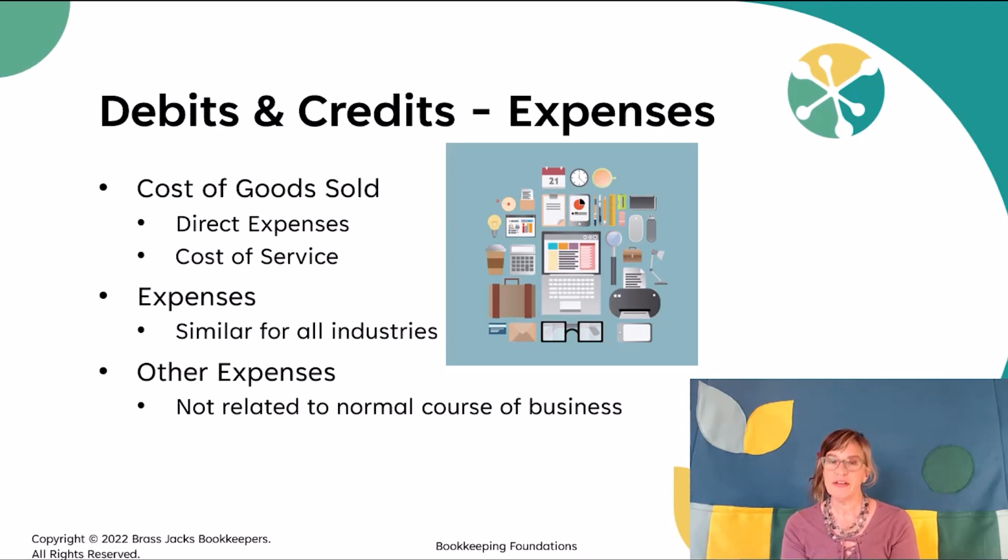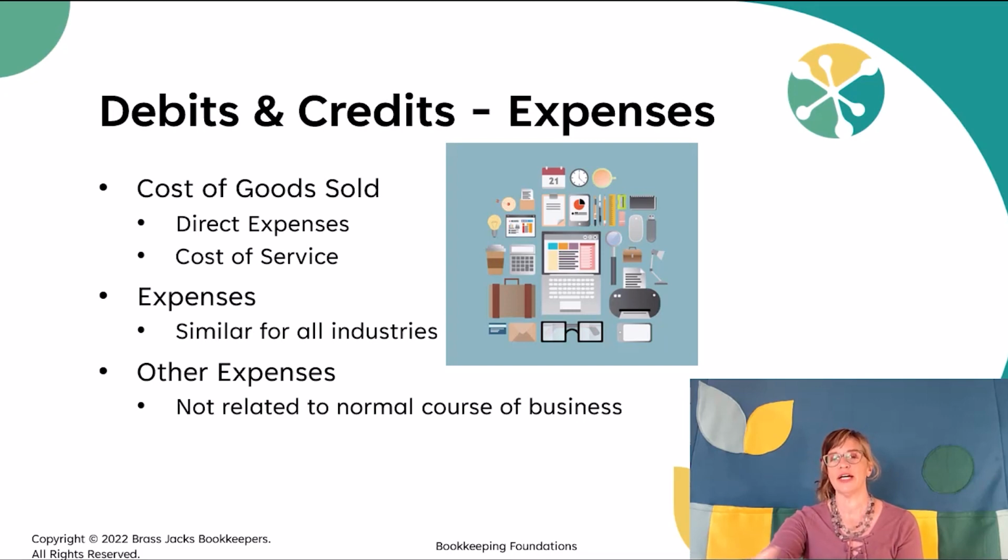Next topic, expenses. So we have three different kinds of expense accounts. There's the cost of goods sold accounts, expense accounts, and other expense accounts. All of these accounts are on the profit and loss, along with income and other income. Cost of goods sold accounts, these are direct expenses. It's the cost of providing the work to the client.